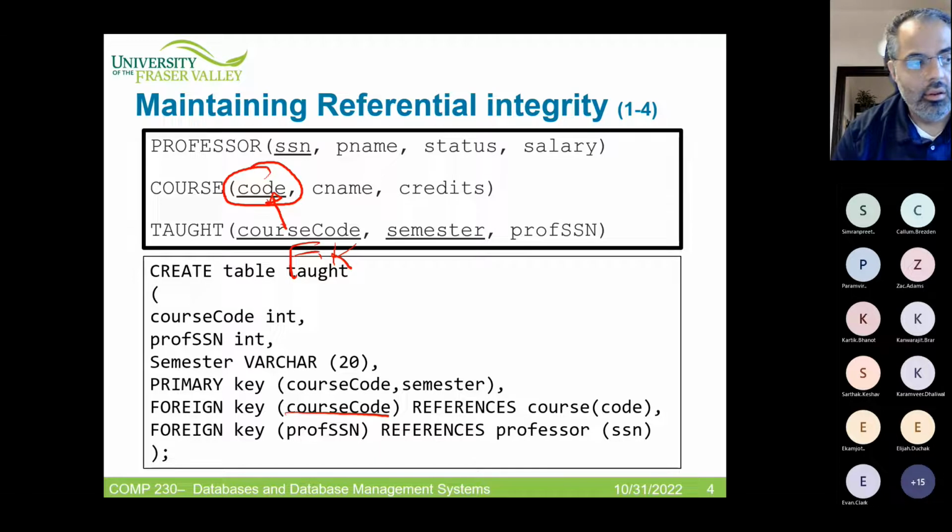And then the university updated the course codes for different courses. One of them was COM 230. Now in the table course, it is not 230 anymore. It's now 250. However, in the table taught, it's still 230. So what are we going to do in this case?